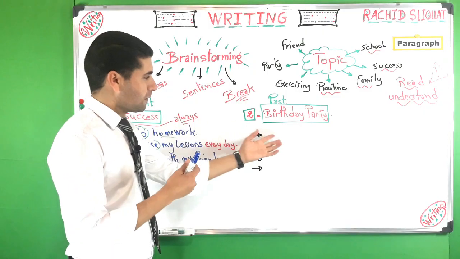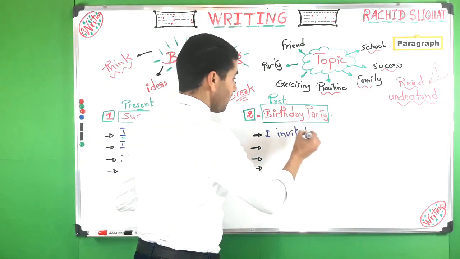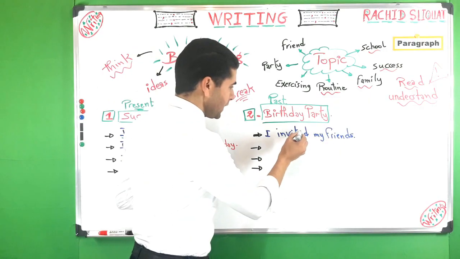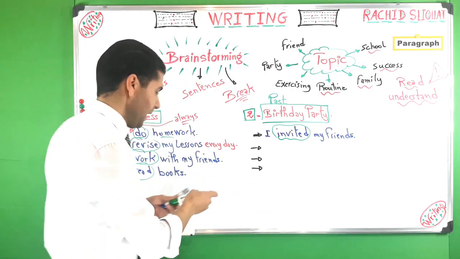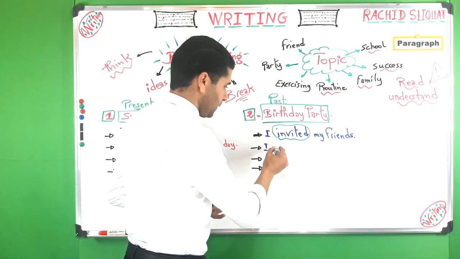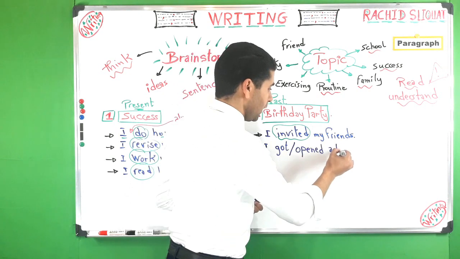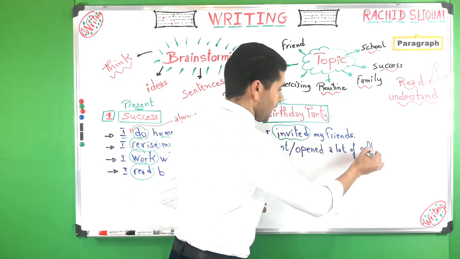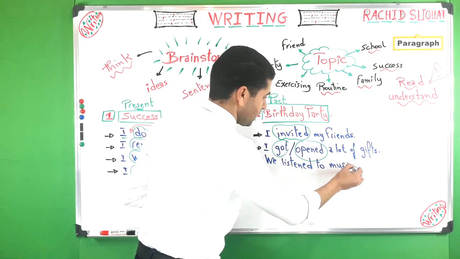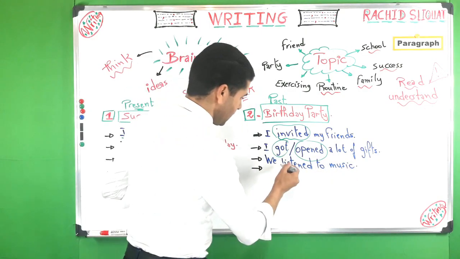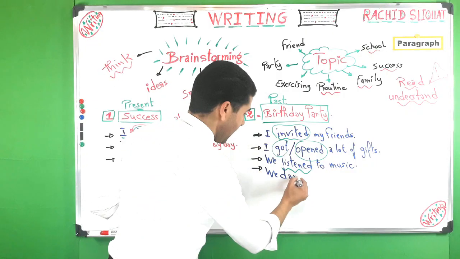So some sentences, for example, we can say I invited my friends. Invited with -ed, this has to do with the past. I invited my friends. We can say I got or received, or we can also say opened a lot of gifts. We can say we listened to music. The verb listen in the past. We can say, for example, we danced.